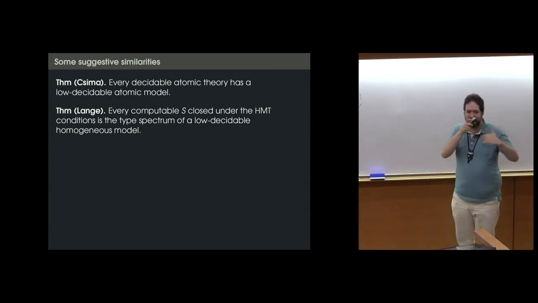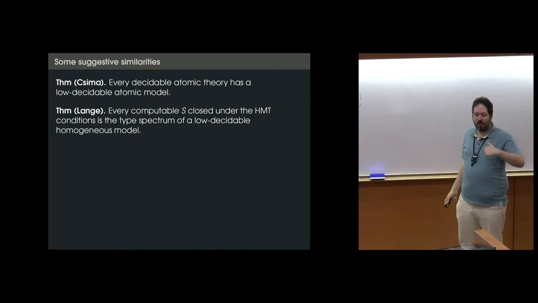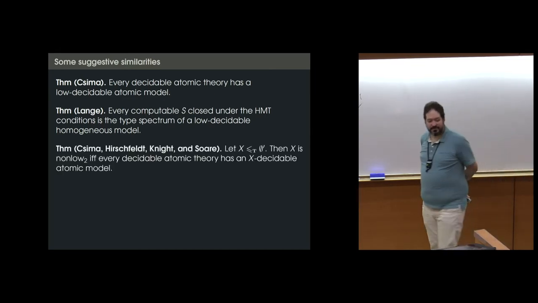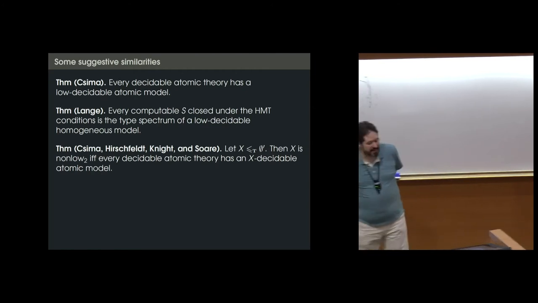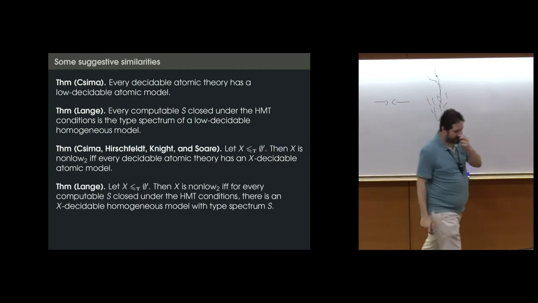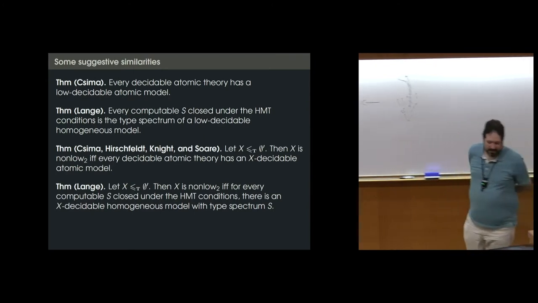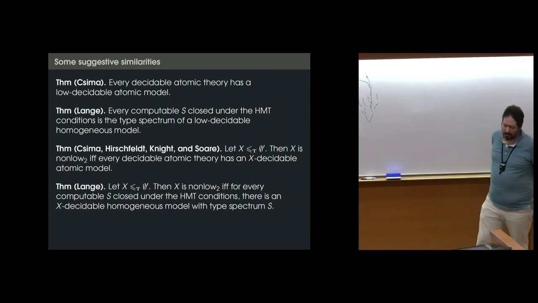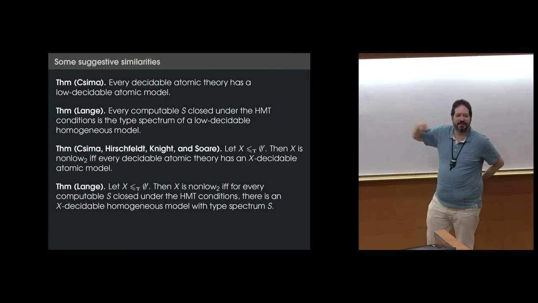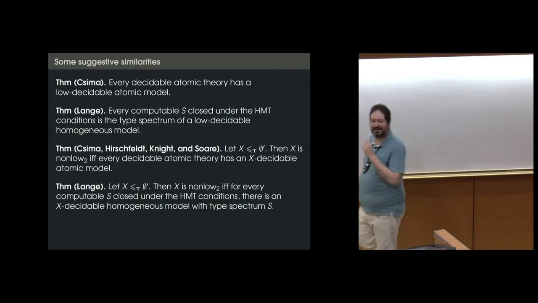So the process of finding the homogeneous model, you can do it in a low way just like you can for atomic models. Then we had this theorem that said for delta 2 things, being able to always do it is the same thing as non-low 2-ness. Same thing, she had the same result. Being able to find a homogeneous model with type spectrum S for every computable S closed under conditions is exactly the same as non-low 2-ness for delta 2 sets. So these were looking very similar.